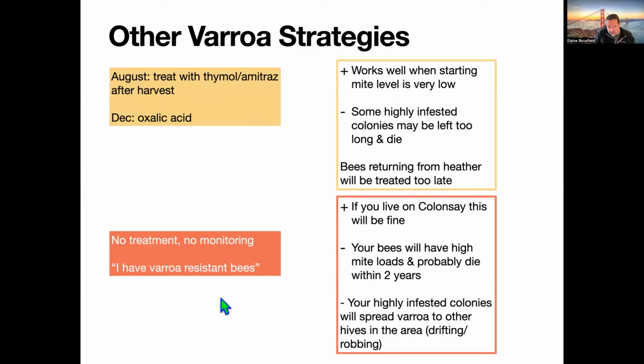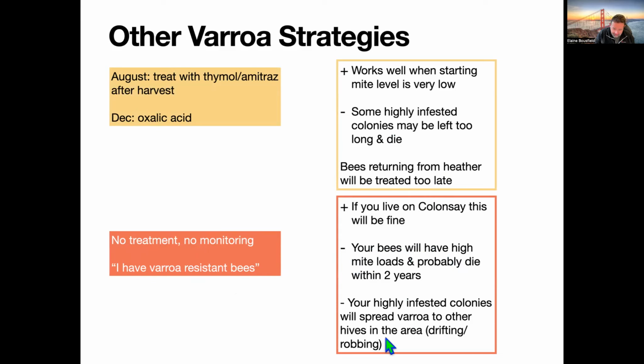This one here: I don't treat my mites and I don't monitor them because I've got Varroa resistant bees. And I do hear that. It's fine if you live on Colonsay. Otherwise, your bees will have high mite loads and probably die within 2 years.